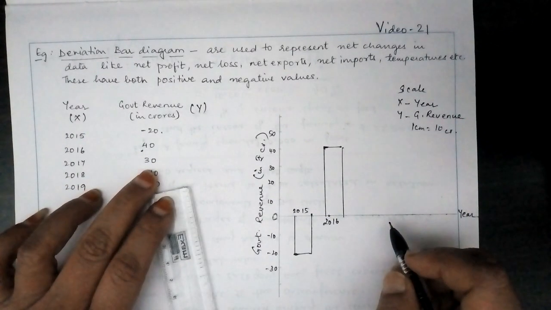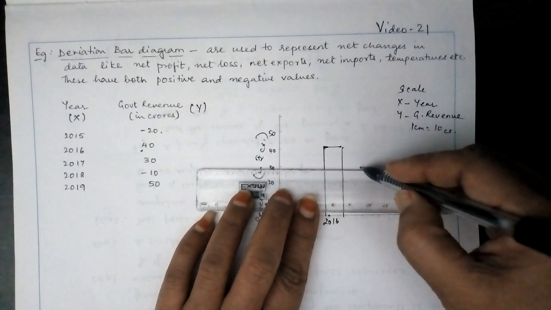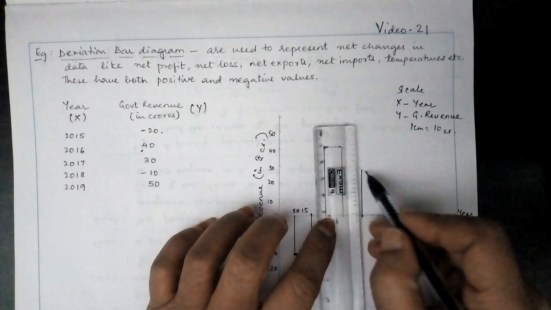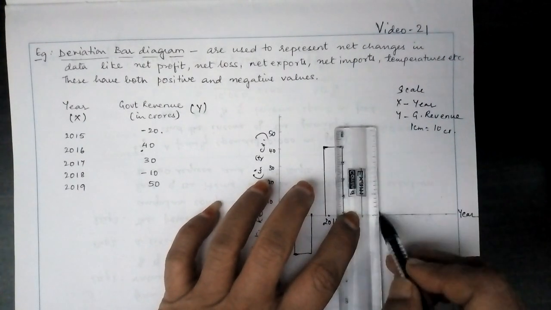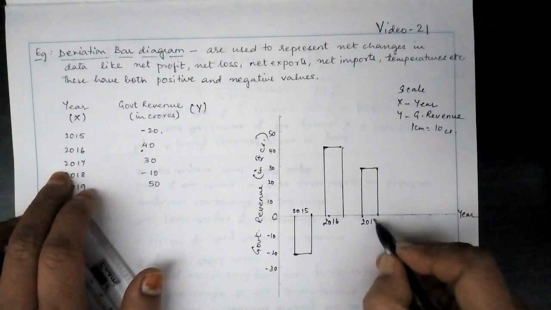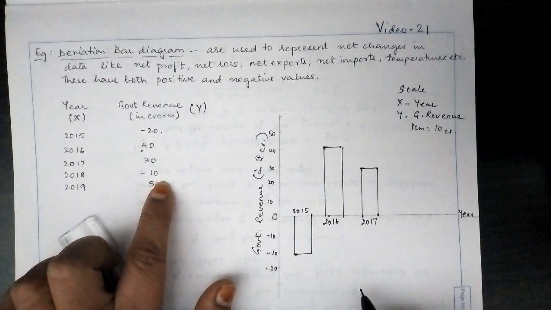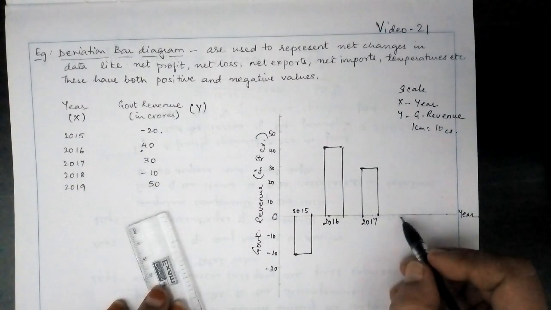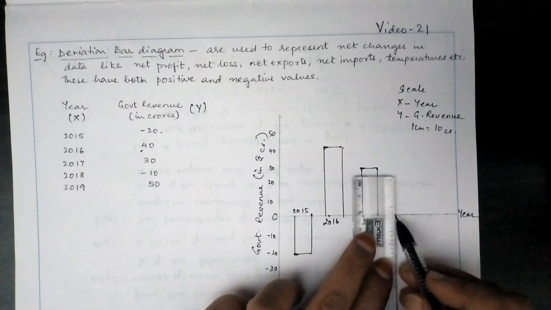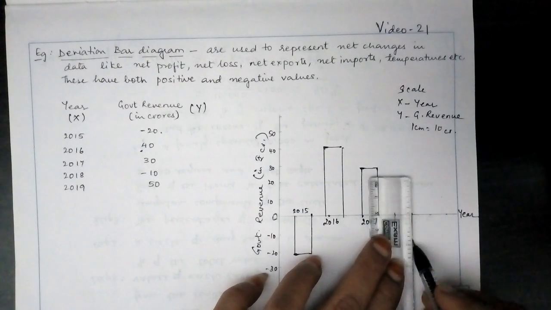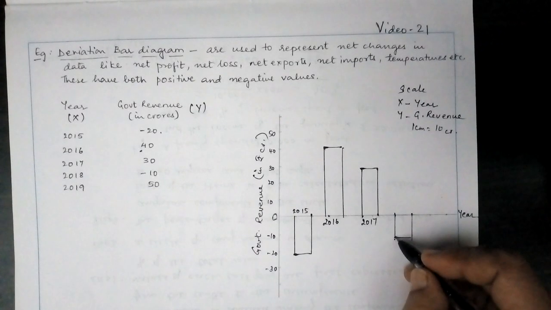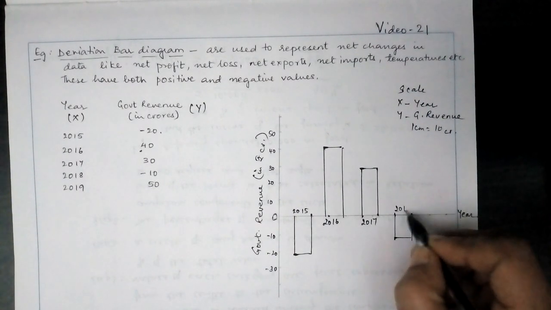In 2017 it is 30. So 30 will be here, and we will leave 1 centimeter and draw a line equal to 30 crore on the positive side of the x-axis. So this is 2017. In 2018 it is minus 10. So minus 10 is below x-axis here, below 0. So we will write minus 10 here, minus 10, and this is our revenue for 2018.